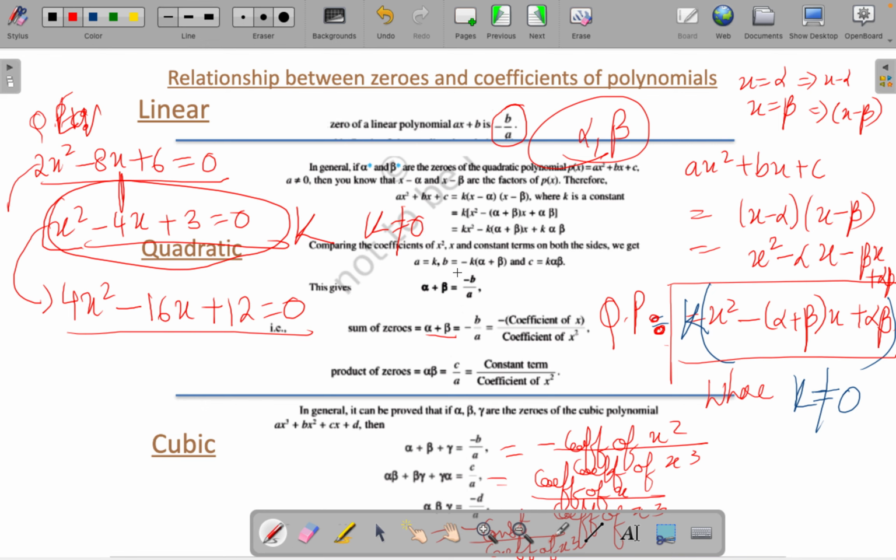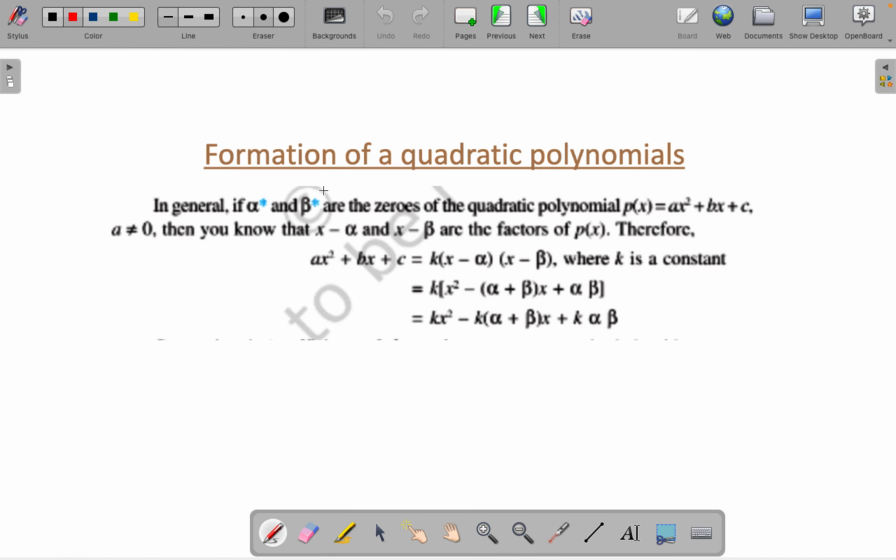Now let's move to the exercise. The important concepts are over. Now let's move to formation of a quadratic equation. This I've already explained to you. If alpha and beta are the roots, then k(x² - (alpha + beta)x + alpha beta) is a quadratic equation where k is not equal to 0. I've told you very clearly, right? So this is the formula which we'll use in the formation of a quadratic equation.